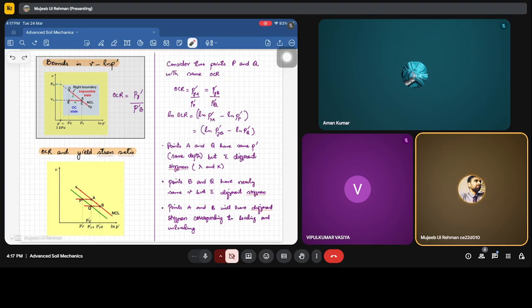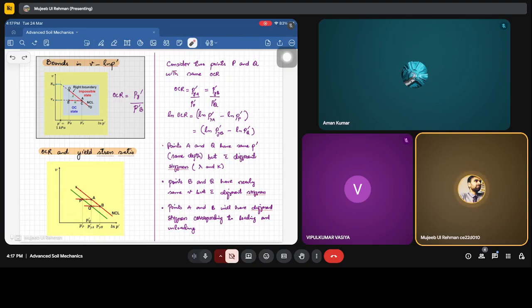For example, we consider two points P and Q with the same OCR. So OCR for this and this is the same, correct? OCR of P is P dash YA divided by P dash P, and OCR of Q is P dash Y divided by P dash Q. P dash Q is the current state of stress for point Q, and P dash P is the current state of stress for P. Now, we are writing the long forms just for elaborating the equations.